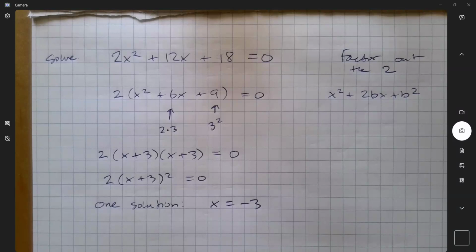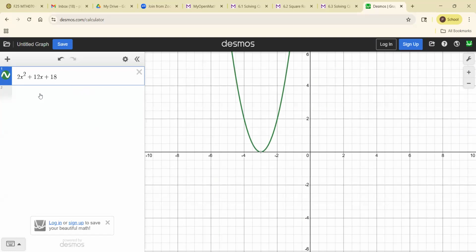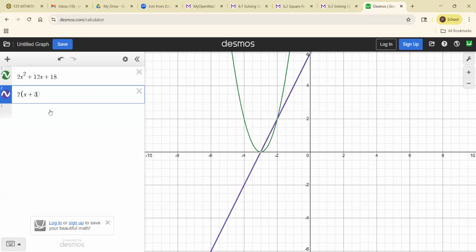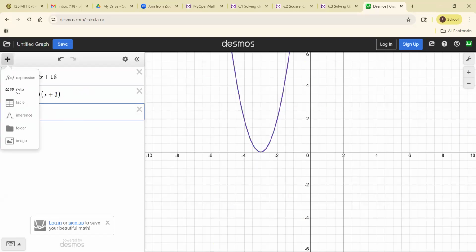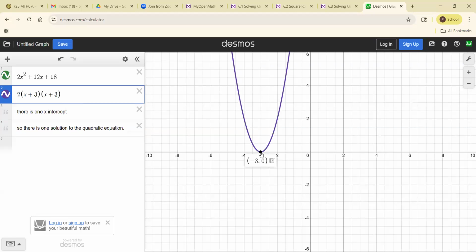Okay, let's take a look at what this looks like using Desmos. So we had 2x squared plus 12x plus 18, and we wanted that to equal 0. We factored it into 2 times x plus 3 times x plus 3. These are the same graph. And notice that it touches the x-axis at exactly 1 point. There is one x-intercept, and that means there is one solution to the quadratic equation. And that solution is x equals minus 3.